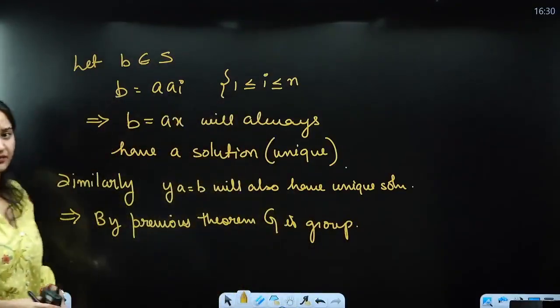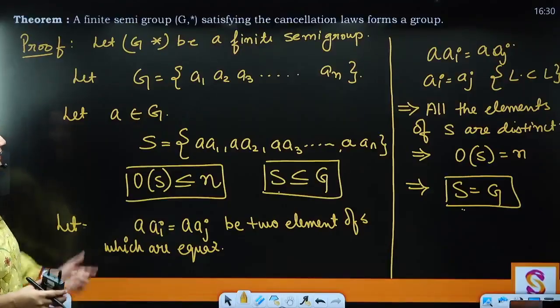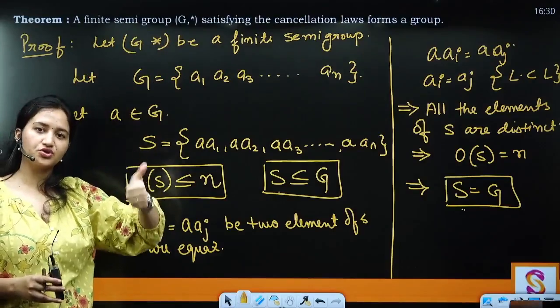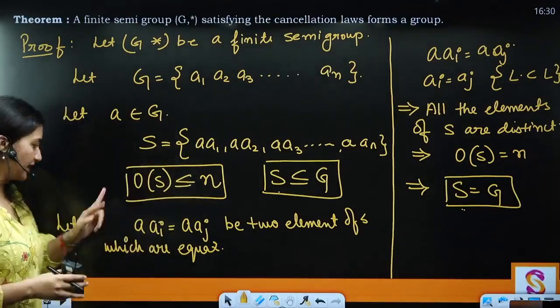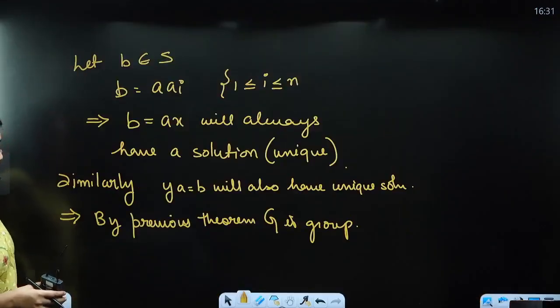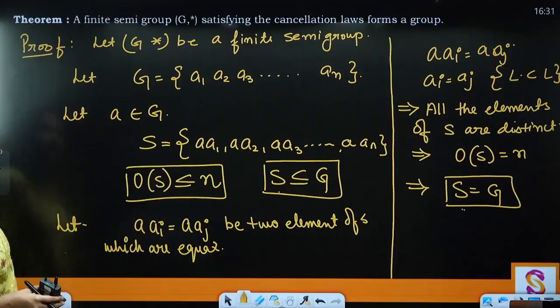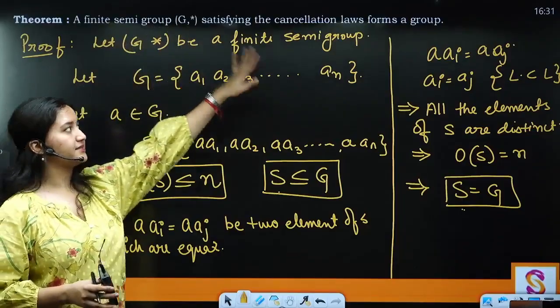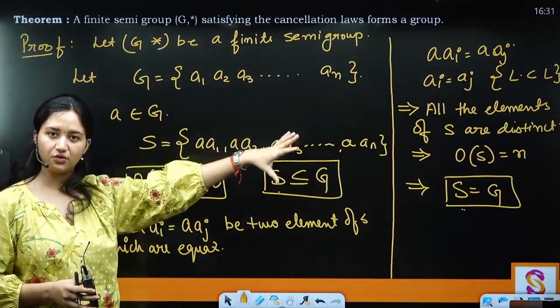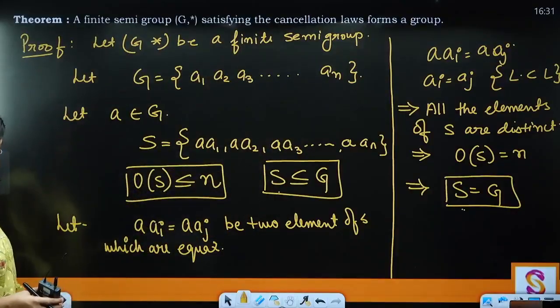Where will associativity come from? From where will we get the associative property? It is a semigroup. So what does a semigroup have? Closure and associativity definitely. That is why we are able to apply the previous theorem. So now, what have we learned? That if a semigroup satisfies the cancellation laws, then it definitely forms a group. Clear?